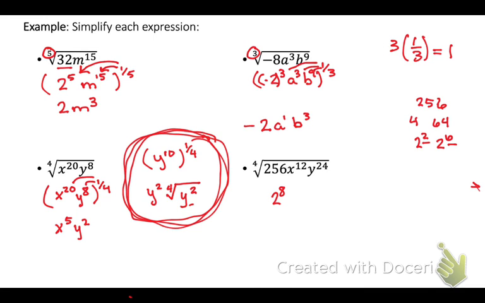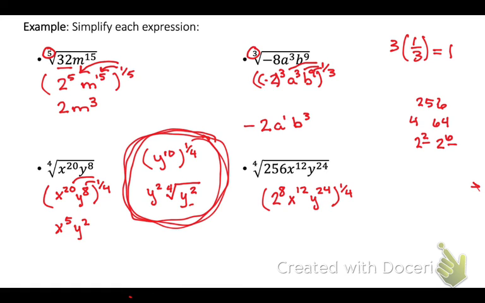I forgot. You add exponents when you multiply, correct? I forgot. Maybe my brain's frozen. Okay, now what am I going to do?